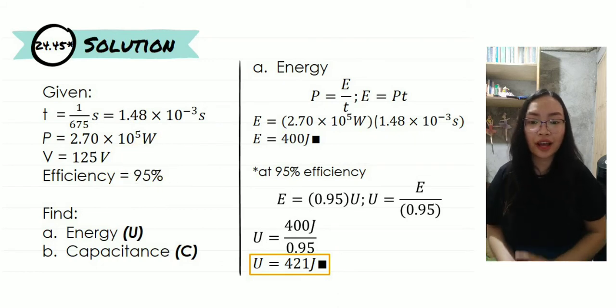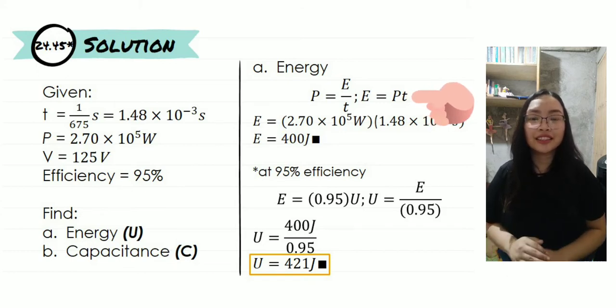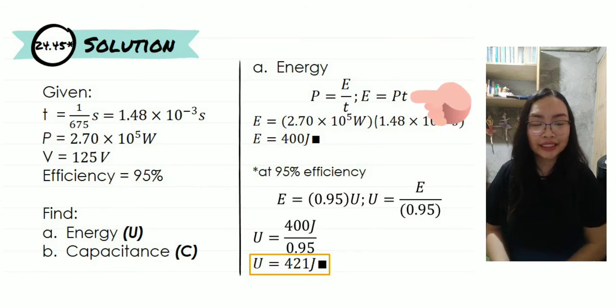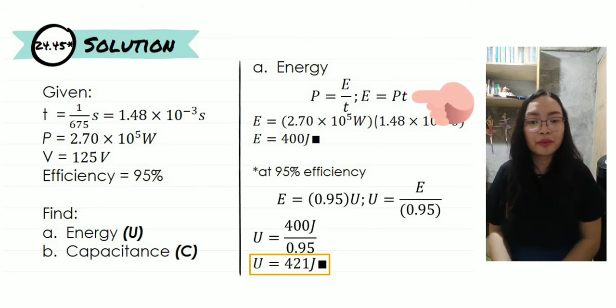We need to find the energy first. So in order to do that, we need to use the equation P is equal to E over T, wherein P is the power, E is the energy, and T is the time. But since we are asked to find the energy, we need to manipulate the equation, and once we do that, we will have E is equal to PT.